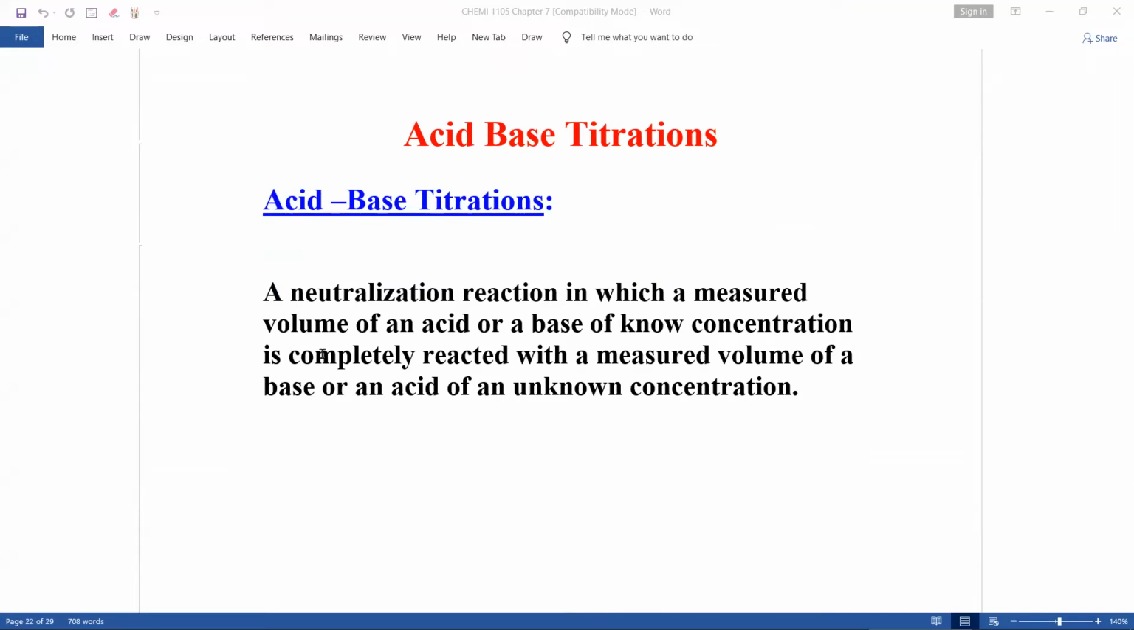Acid-base titrations. That's a neutralization reaction in which a measured volume of an acid or a base of known concentration is completely reacted with a measured volume of an acid or base of unknown concentration. And by doing a titration, you can find the molarity of the unknown acid or base concentration.